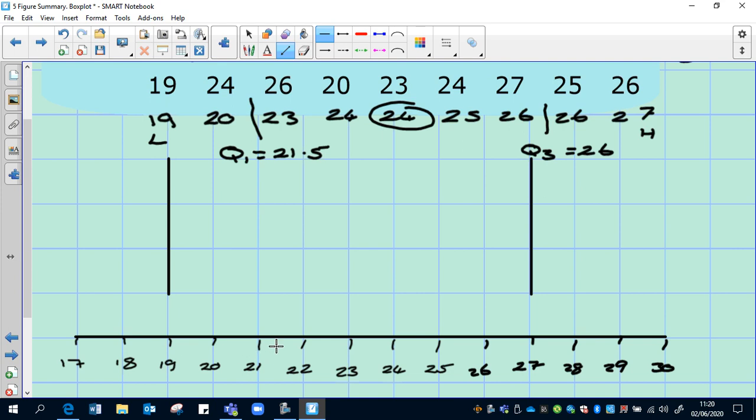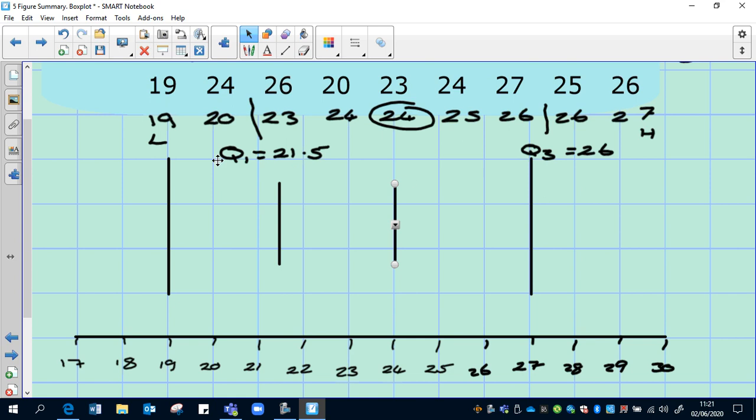Now, for me, this makes it a wee bit easier because I've gone up in one, so I can just put it right in the middle of that box there. So we've got 21.5. Then my Q2 is 24. So again, I'm just putting a straight line at 24.